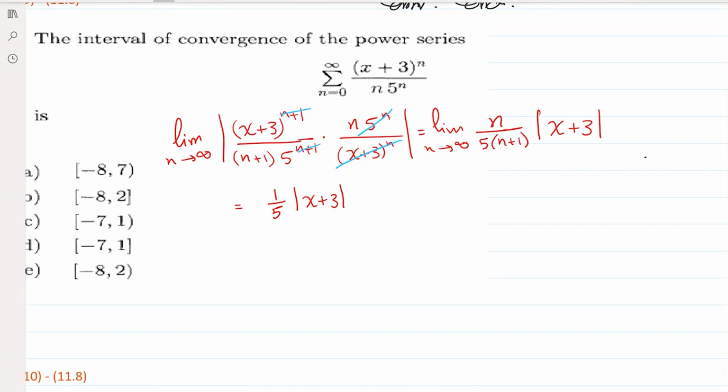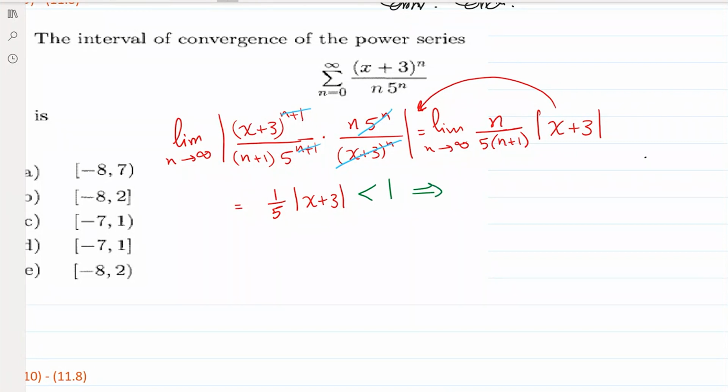You can take this one outside the limit, no problem, because the limit is for n. Okay, now this is the answer of the limit. To converge, it should be what? Less than 1. It should be less than 1, exactly.